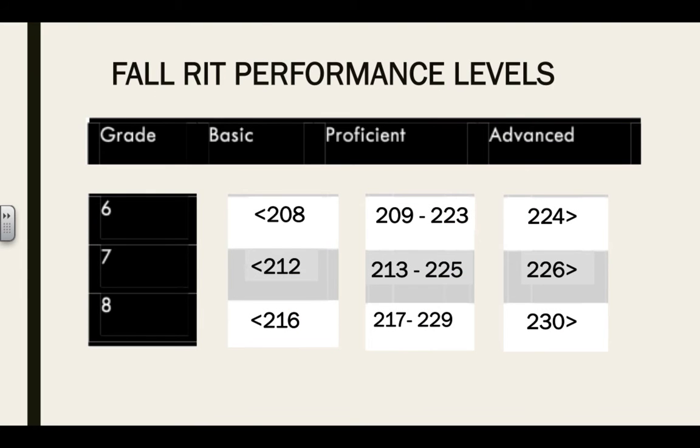As you can see, there are several benchmarks or scores for each grade level that tell you if you're basic, proficient, or advanced. See the chart to determine where you fall according to your grade level. If we look at the example of the student who's in 7th grade, that student's score will fall under basic for 212. However, in order to go to the next level of proficiency, he or she would need a 213. This would make them proficient.